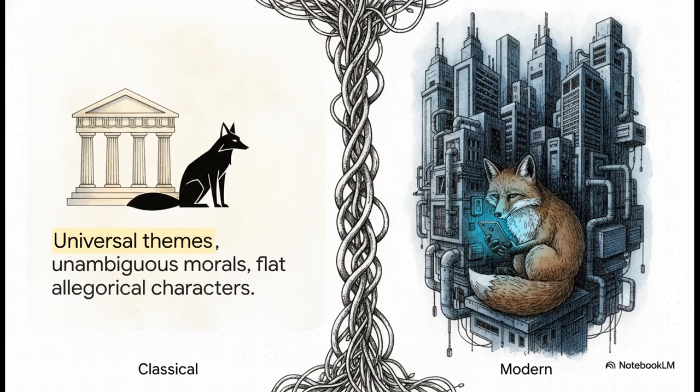And the characters were flat. The fox was always just cunning, period. But modern fables completely flip this. We see a massive shift toward complex, morally ambiguous critiques of systemic social structures. The characters suddenly become psychologically complex and often super contradictory. And that explicit, tidy little moral at the end, it's frequently replaced by irony or unresolved tension.